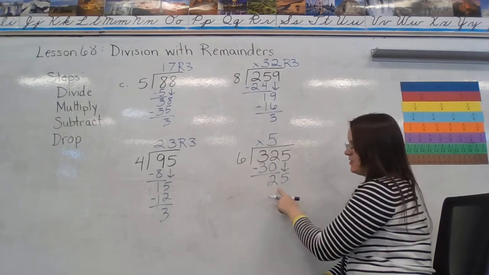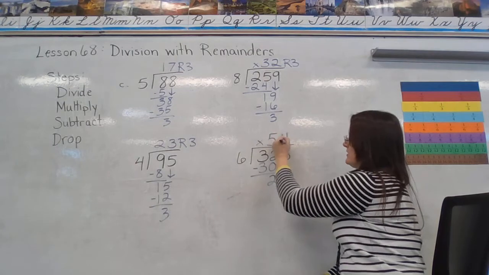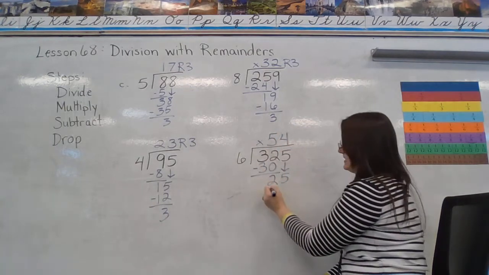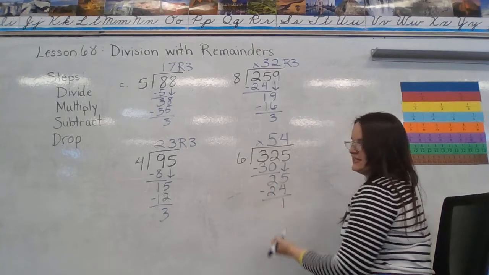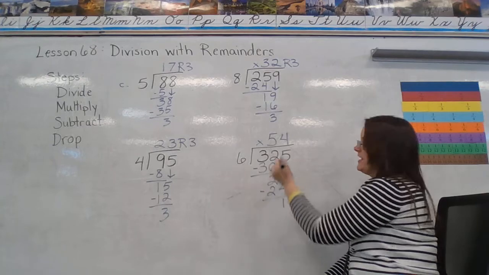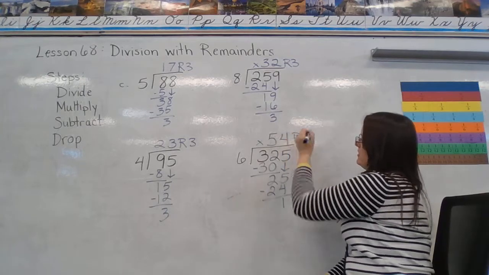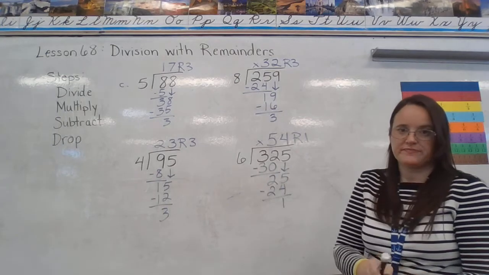Now, does 6 go into 25? Yes. 4 times. 4 times 6 is 24. Subtract. And nothing left to drop, so this 1 becomes our remainder. Our answer is 54, remainder 1.